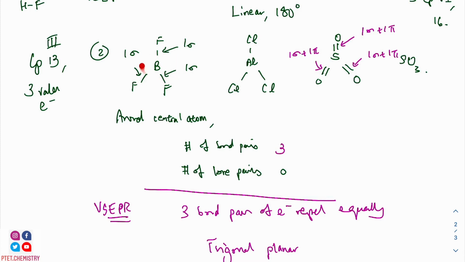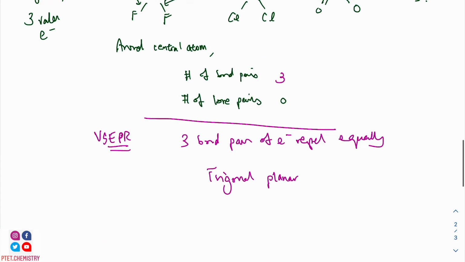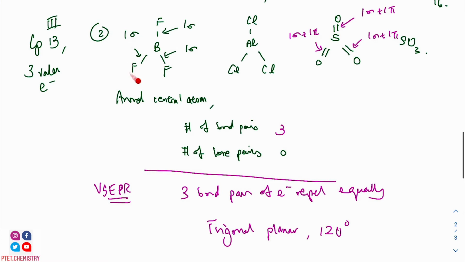That's going to give you 360 degrees, which is 1 whole revolution divided into 3 slices of the cake, which is 120 degrees. So it's called trigonal planar. As you can see, it's planar. It's in the shape of this screen or the paper. Okay, it's flat. It's 120 degrees here, 120 degrees here, and 120 degrees here because they repel equally.